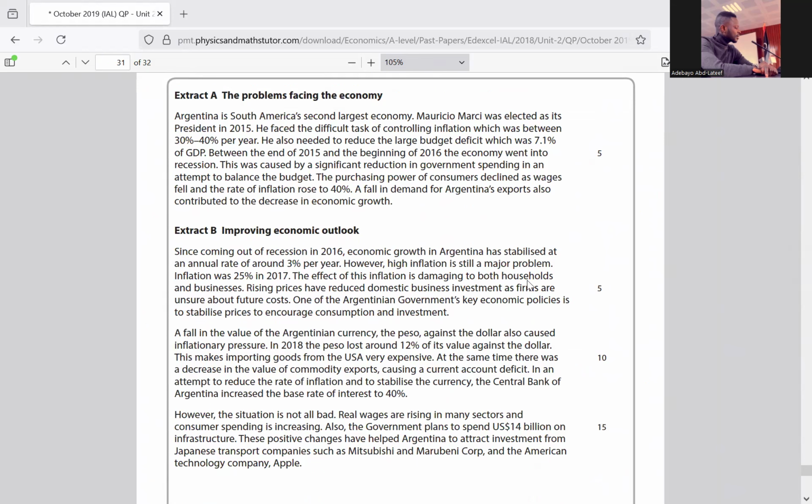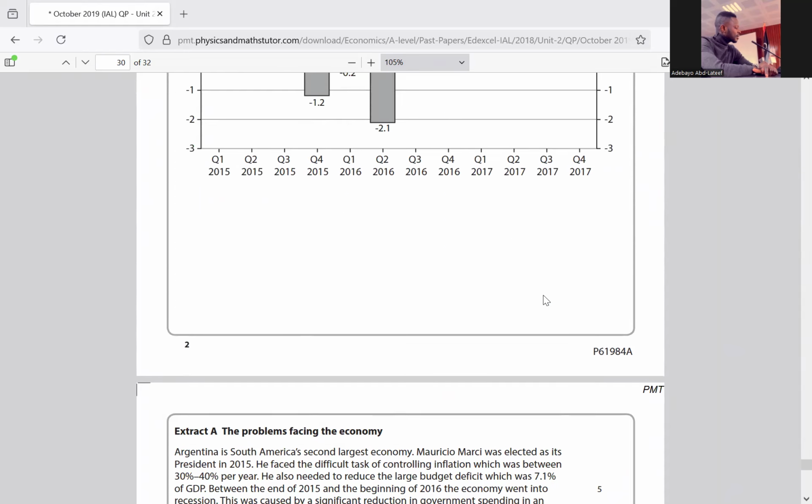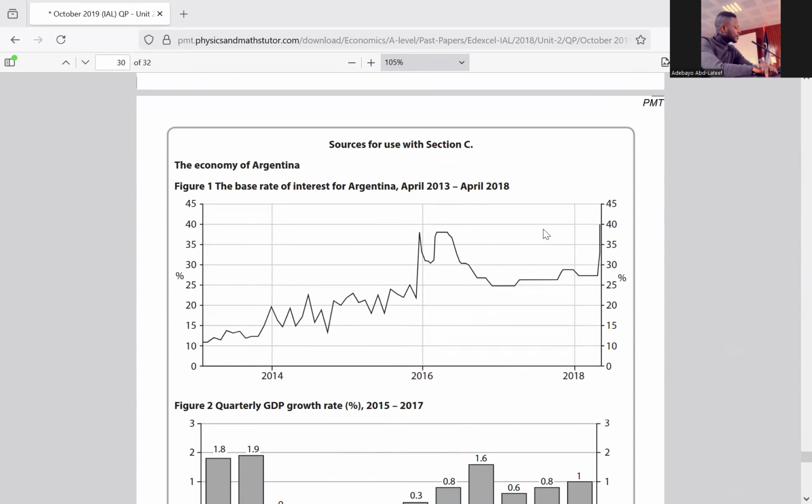They said, define the term base rate of interest, figure 1. So the base rate of interest in figure 1, this is figure 1. The base rate of interest is simply the cost of borrowing that is charged by the central bank to commercial banks. So that is what we call the base rate of interest.